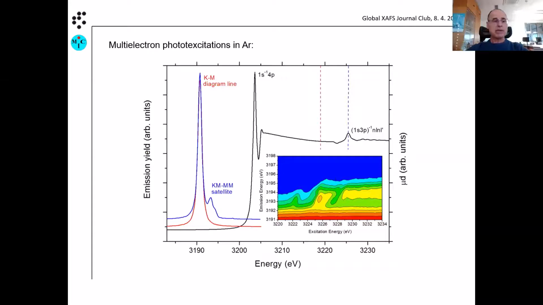I think this example is useful maybe also for the community of people doing analytical work. They do a lot of emission spectroscopy, and maybe you are not aware, as you can see here, that it is not really completely unimportant how you select your excitation energy.